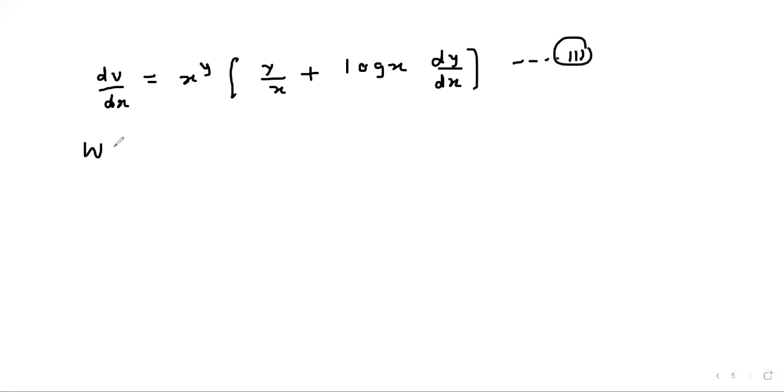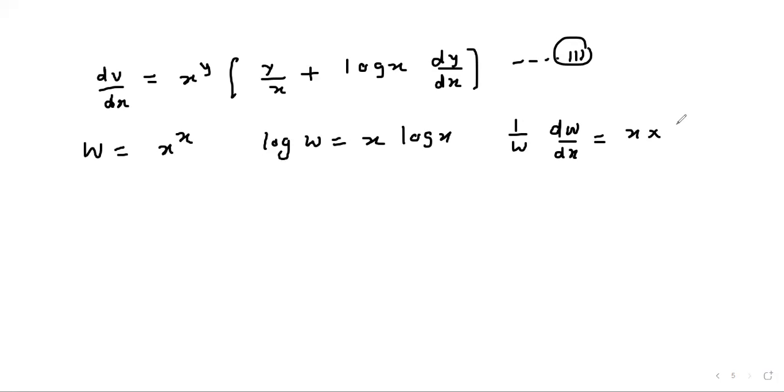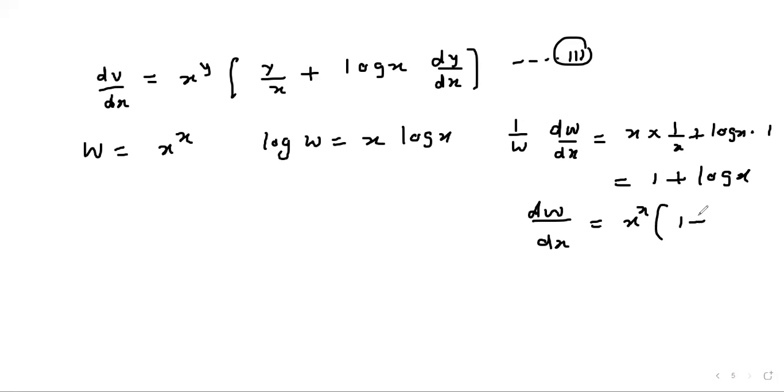Now w equal to x power x. We take log, so log w equal to x log x. We differentiate it. So 1 upon w dw by dx gives x into derivative of log x, that is 1 upon x, plus log x into derivative of x, that is 1. So 1 plus log x, or dw upon dx equal to w times this much, but w is x power x, so x power x times 1 plus log x. This is equation number 4.